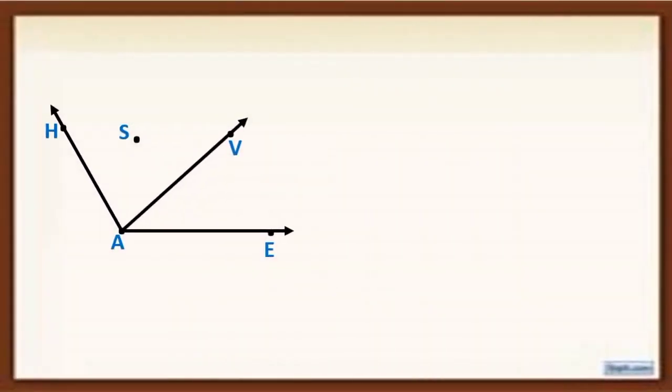Let us name the interior points of angle HAV. So, this angle is angle HAV. When we say interior of angle HAV, what are the points that can be found in the interior of angle HAV? So, if this is angle HAV, ano yung mga points na nakikita mo dito sa loob ng, sa interior ng angle HAV? So, the answer is point S. Okay, so that point S is in the interior of angle HAV.